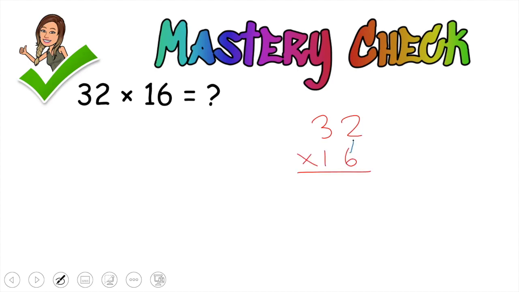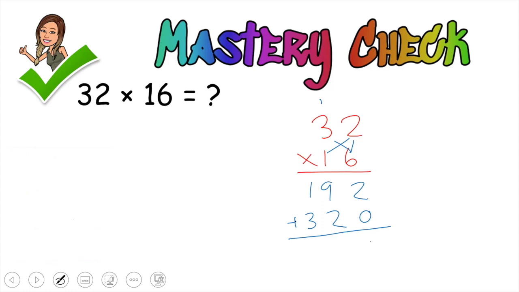So we do 6 times 2, which is 12. We add the 1 up here. Then we do 6 times 3, which is 18, plus 1 is 19. We add a 0 down below because we've moved over to the tens column. We do 1 times 2, which is 2, and 1 times 3, which is 3. We're going to add all that up.